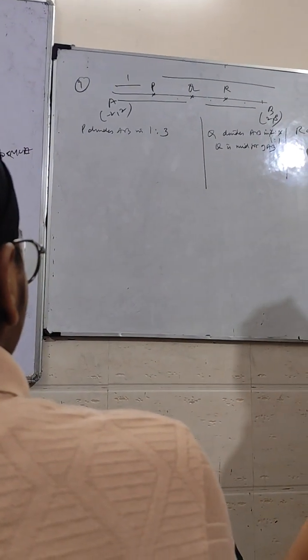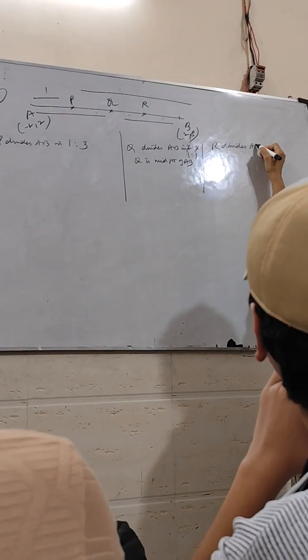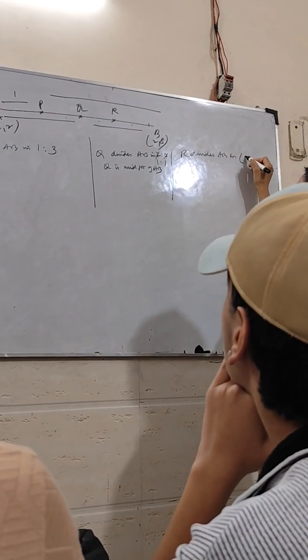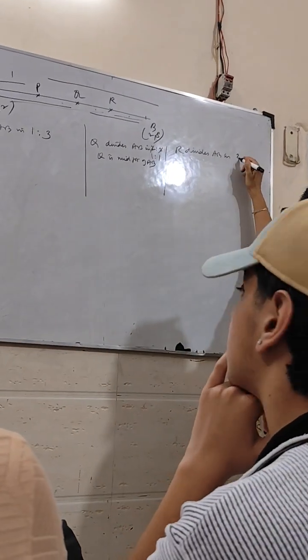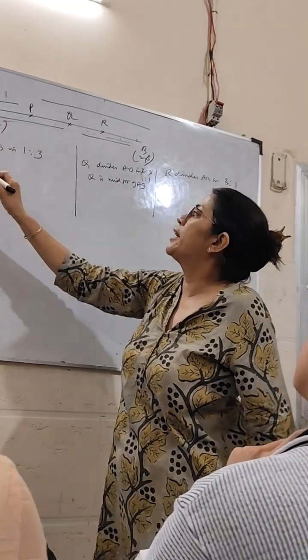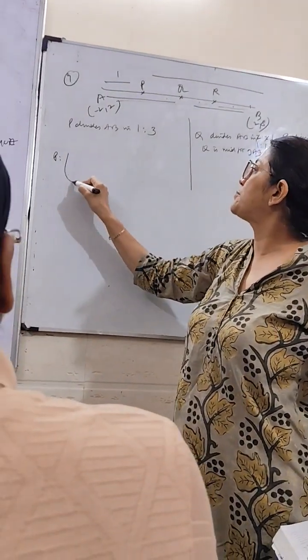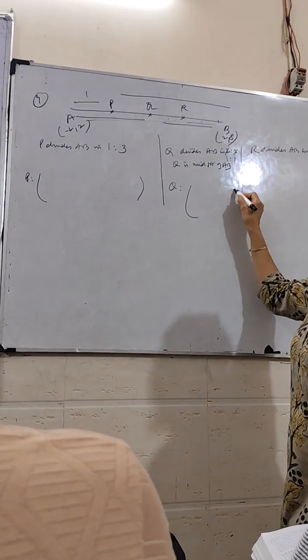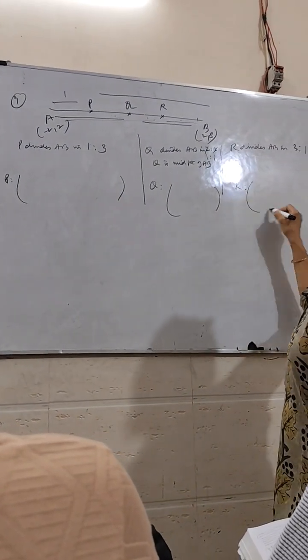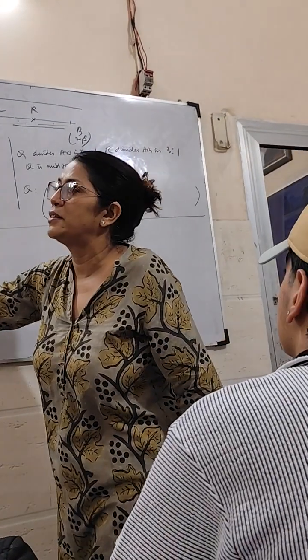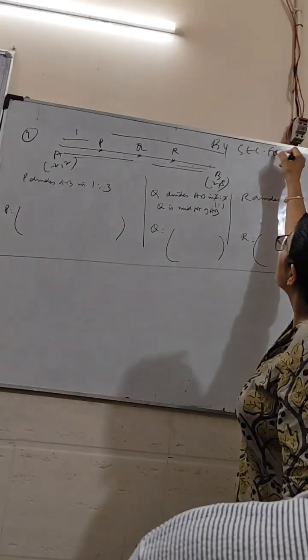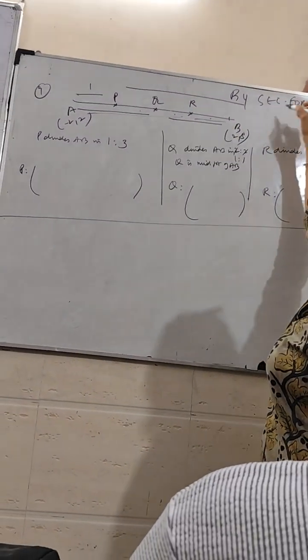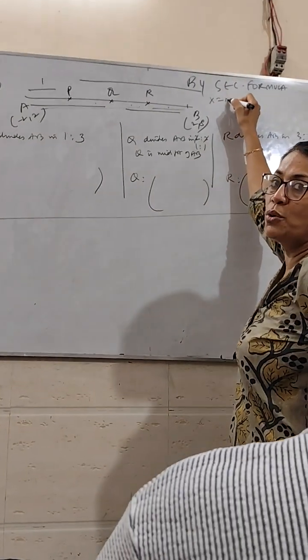R divides AB in, these are how many parts? 3 and this is 1, in 3:1. So you can get the vertices of P here, then Q here, and then R this way. Correct? This is one way. And what do you have to write at the top? Section formula. What is capital X equal to?